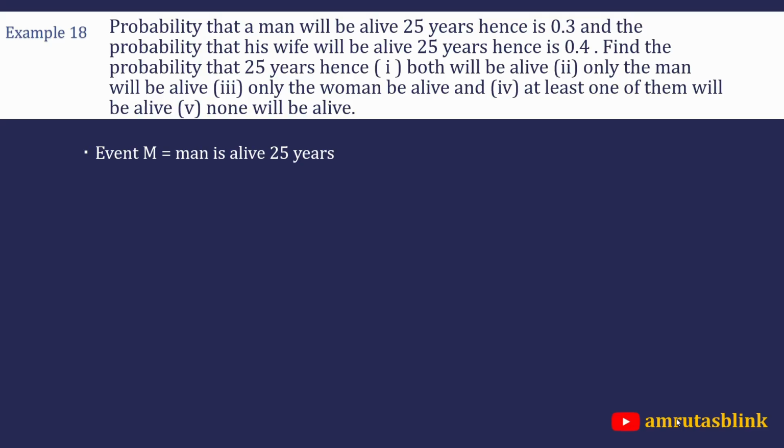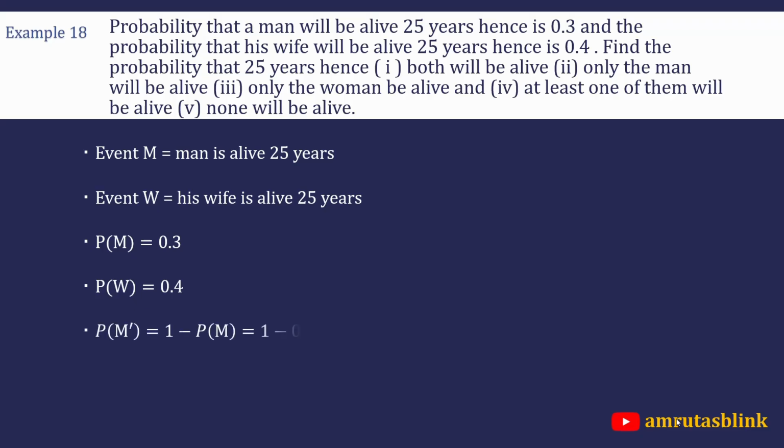So let's say we have an event M where the man is alive 25 years hence, and event W that his wife will be alive for 25 years. Now what is given? Probability that a man will be alive, that is probability of M, is 0.3, and his wife will be alive for 25 years is 0.4. So probability of M is 0.3 and probability of W is 0.4. Now we need to find the probabilities that both will be alive and so on.